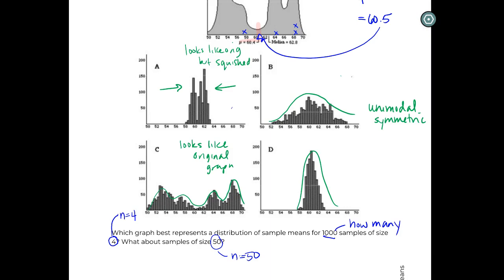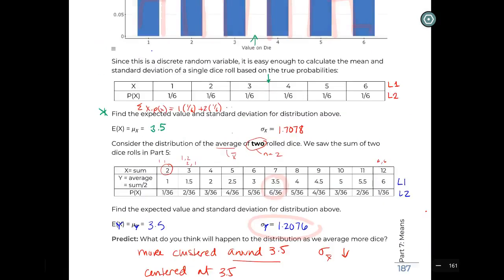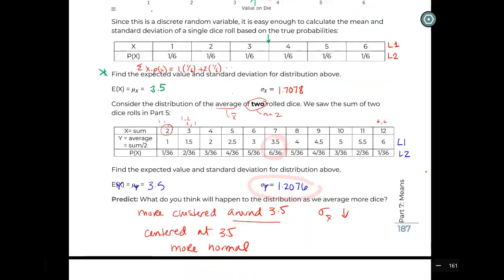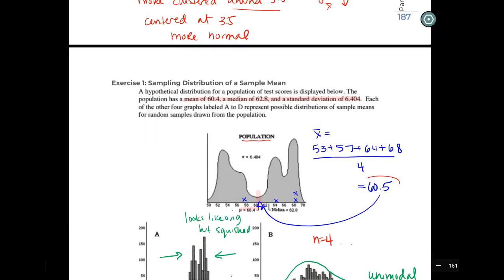So turns out that B and D are our correct answers. B is going to be true for n of 4, and D is going to be true for our n of 50. And this is because exactly what we saw on the last page, right? As I start taking the averages, I'm going to fill in, and most things are going to be exactly what happened here, close to our real average.